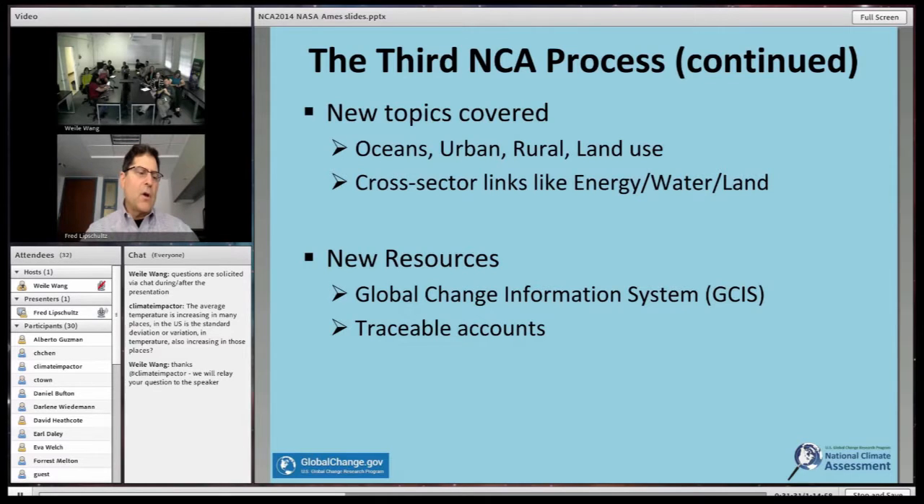So the traceable accounts are a description of how the authors in each chapter met, the process they went through to come to agreement on the topics to cover in their chapters, and what their confidence level was in the statements they made in their chapter about the key messages and the changes that they thought would occur. And so it gives you a much richer flavor for each of the key messages in each one of the chapters, to dive a bit deeper into what exactly was their thinking.